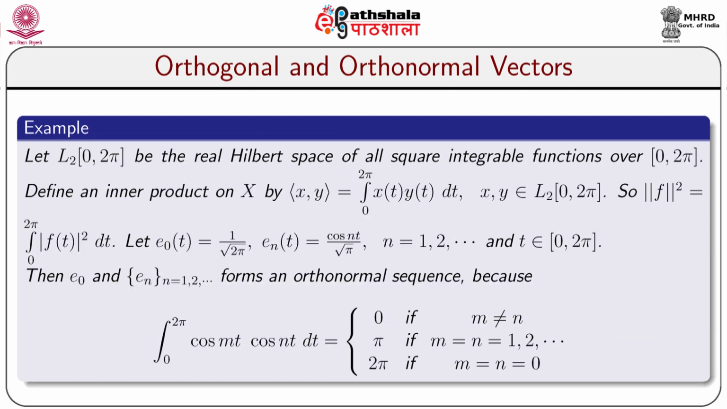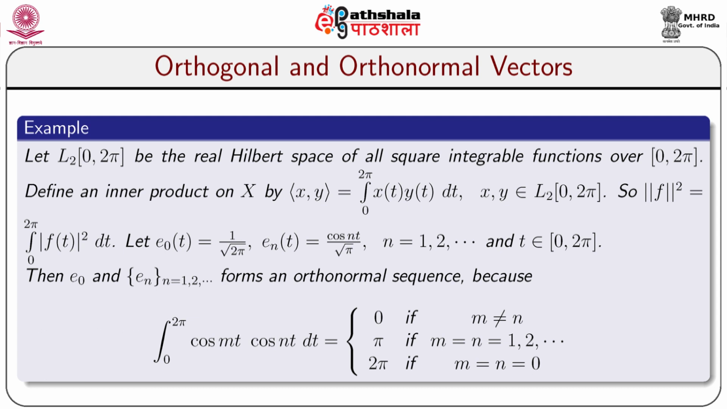Let us take another example. Let L2[0, 2π], a function space, be the real Hilbert space of all square integrable functions over [0, 2π], where the functions must be measurable and the integral from 0 to 2π of f squared dt exists. Define an inner product by ⟨x, y⟩ is equal to the integral from 0 to 2π of x(t) y(t) dt, where x and y are taken from L2[0, 2π]. So, ‖x‖² is equal to the integral from 0 to 2π of |x(t)|² dt, where x belongs to L2[0, 2π].